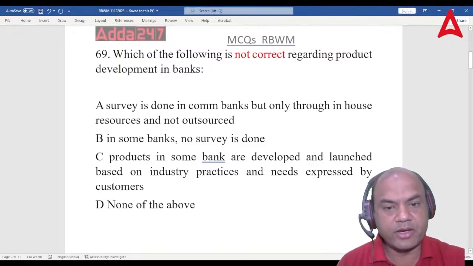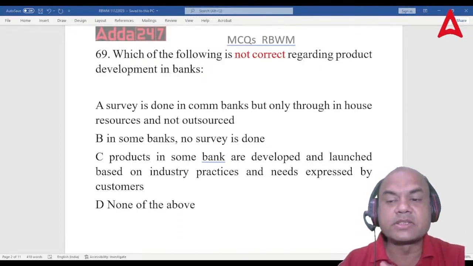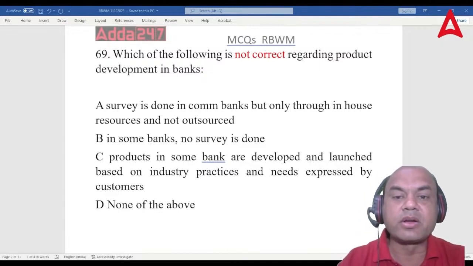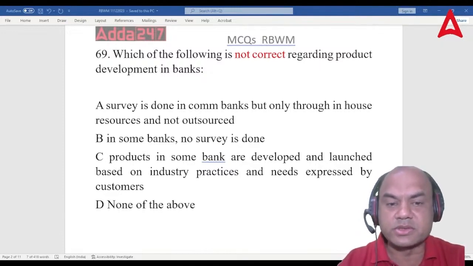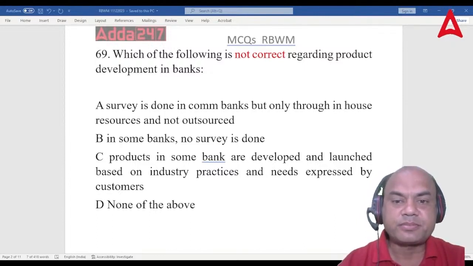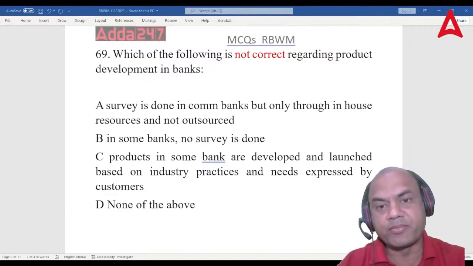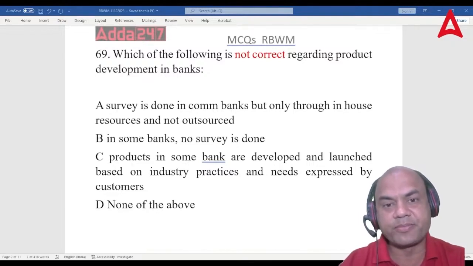I'll wait for half a minute because this is a typical one. See here. Survey is done in commercial banks, but only through in-house resources. So, firstly, what are commercial banks? Commercial banks are nationalized plus private. Both the banks are commercial banks.